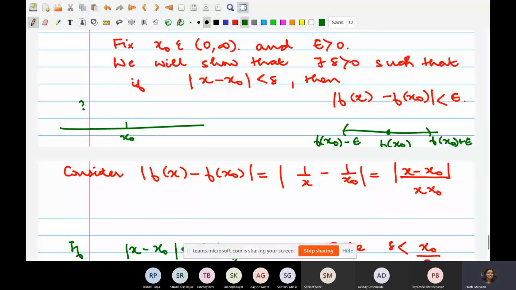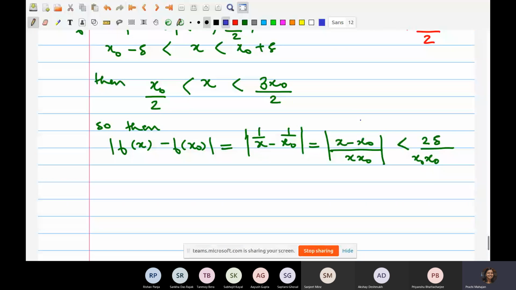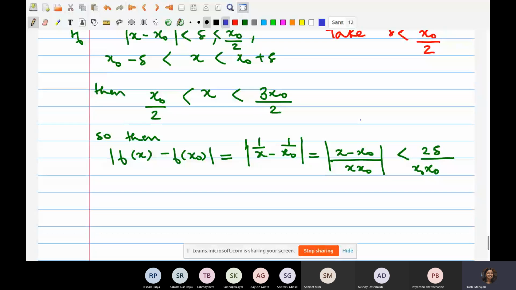Now, how should I choose delta such that whenever I pick any point in this delta neighborhood around the point x naught, the image of that point must be in this prescribed neighborhood of the point f of x naught? That's what continuity says. Now, what is it that I want? I want this to be less than epsilon. So, which means that delta should be at most epsilon x naught square by 2. Is that okay?